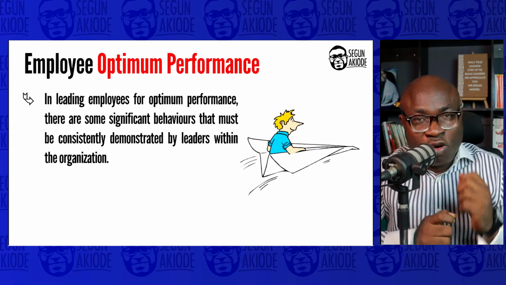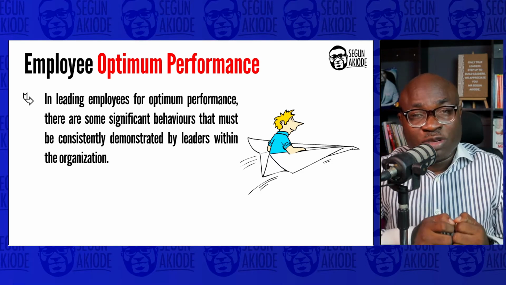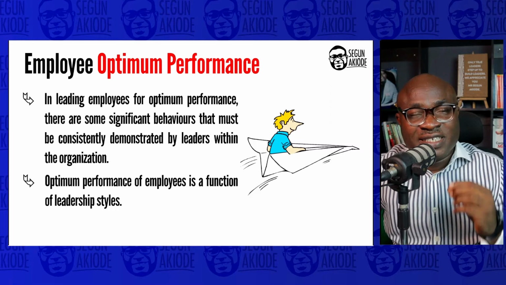In leading employees for optimum performance, there are some significant behaviors that must be consistently demonstrated by leaders within the organization, which means optimum performance is a function of leadership style. The implication of optimum performance being modeled by the leadership in terms of the leadership behaviors that they show to enhance or encourage or model optimum performance is very critical. If the management of the organization does not set the right tone for the employees when it comes to performance, then it's almost like the employees are like sheep without a shepherd. The right behaviors must be modeled, and that will push the employees to optimum performance.